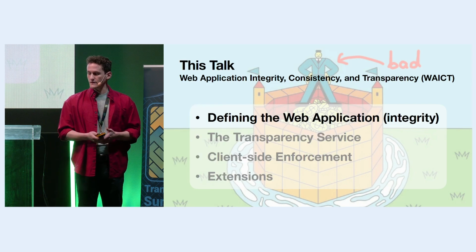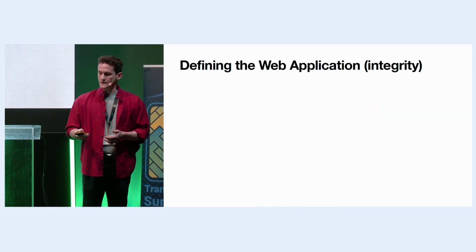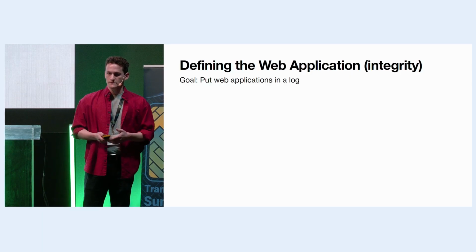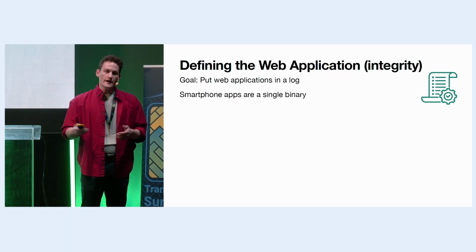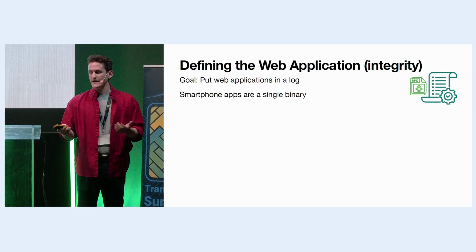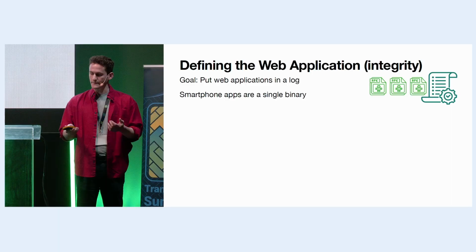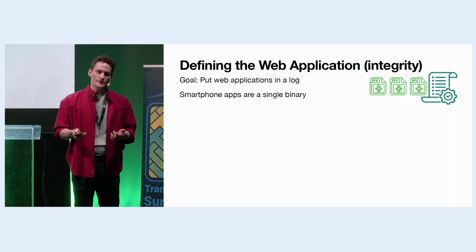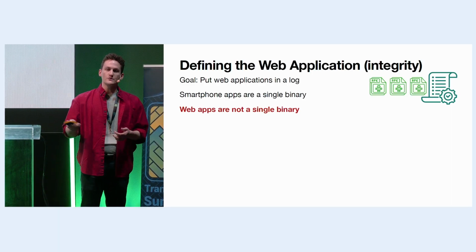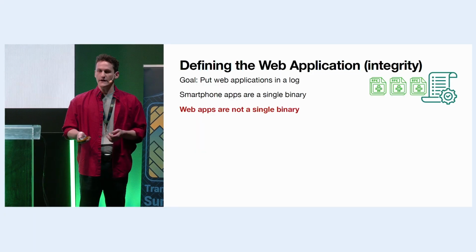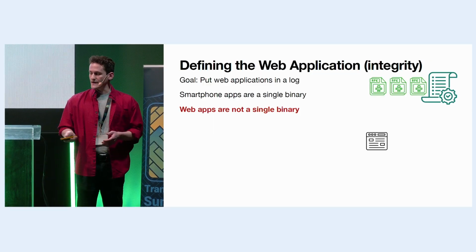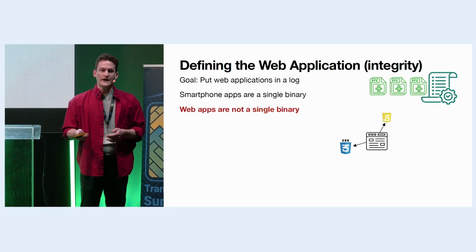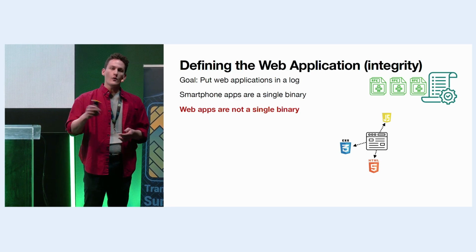So first, what do we mean by web application? So the end goal, spoiler, is to put things in a log. So for an Android app, this is easy. You just have APK files, and you stick them in a transparency log. You can't do this with web applications. Web applications are much more diffuse than a single APK file, right? It is a set of pages, and each page might have different assets that it loads. And these assets can be loaded either from external servers or locally on the server.